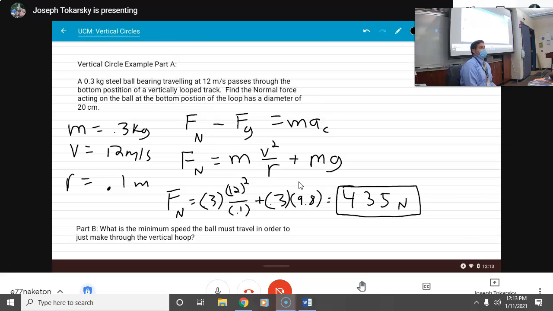Remember we said on elevators, when you accelerate, you might feel lighter or heavier, right? At the bottom of a circular motion, even if you're traveling at a constant speed, you feel heavier because there's still acceleration. It's just centripetal. That's the main point there. Okay?